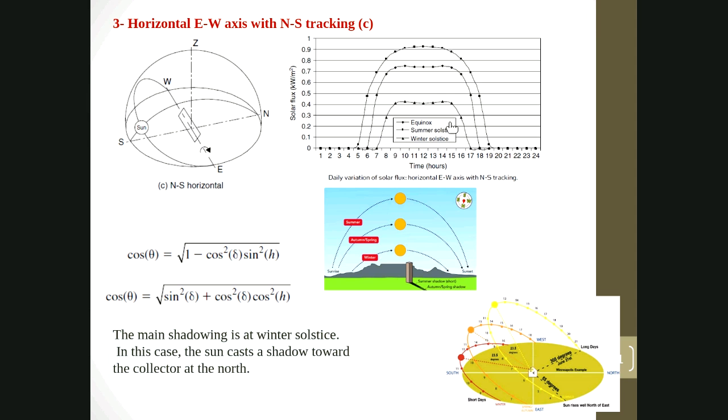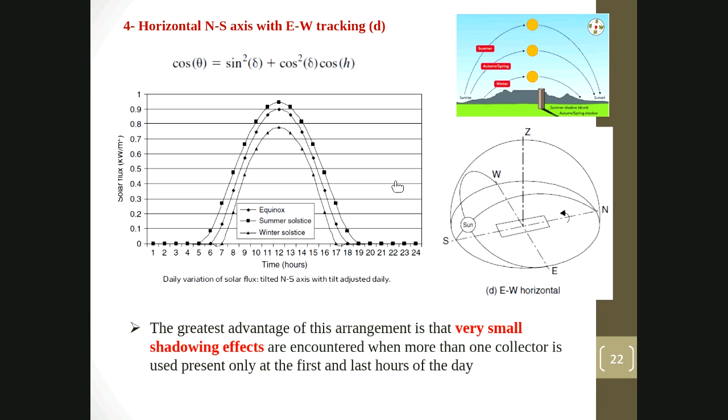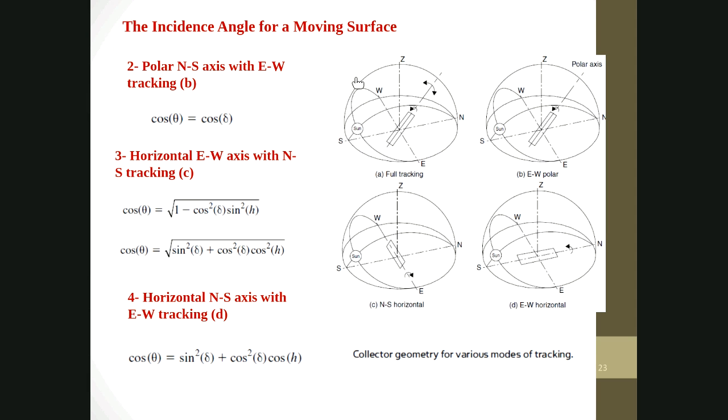In the opposite case, if we make it tracking from east to west, also single tracking, we'll find that the winter is better. The output in winter is more than the one tracking from north to south. So this is the fourth, and this is the incident angle if I make this type of tracking. These are the three types, or the three equations, in terms of single tracking.